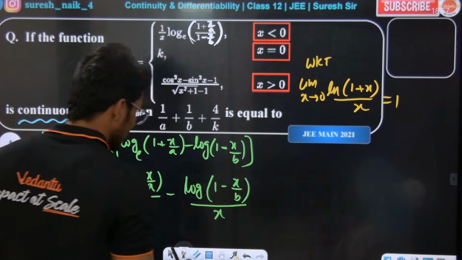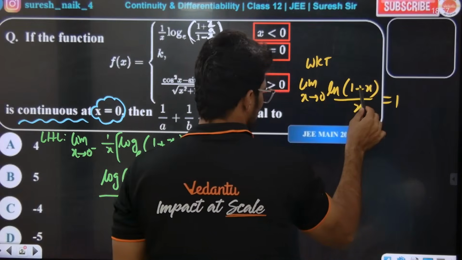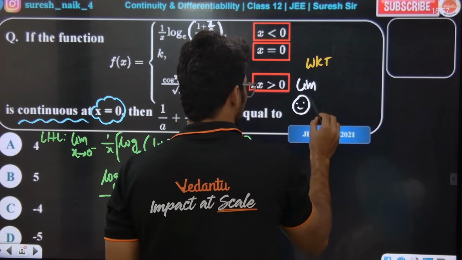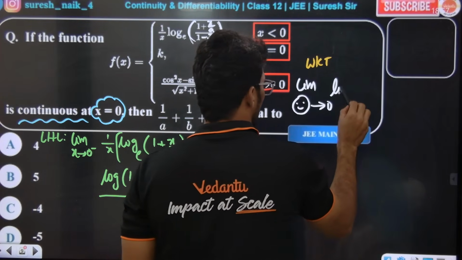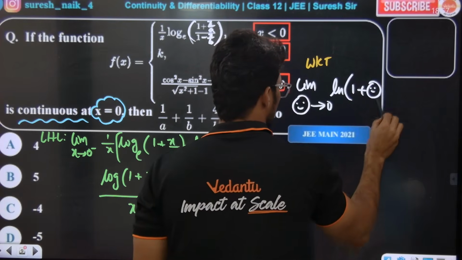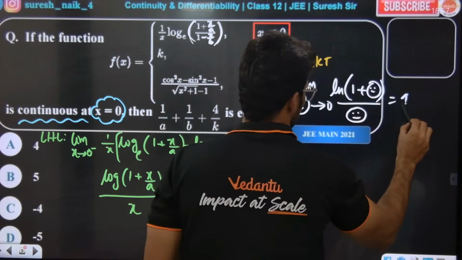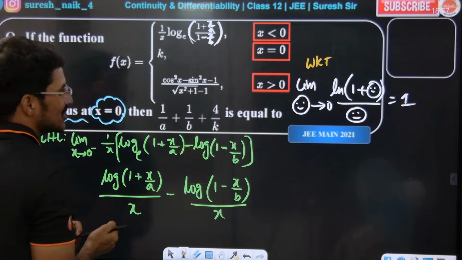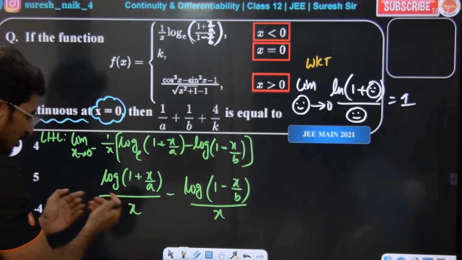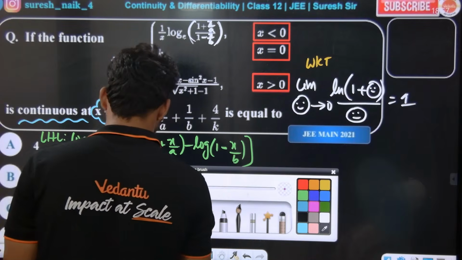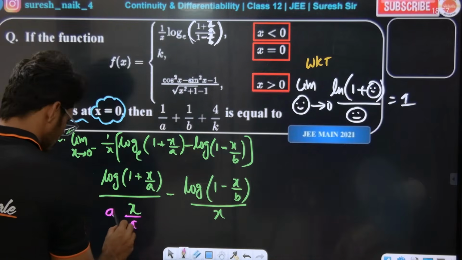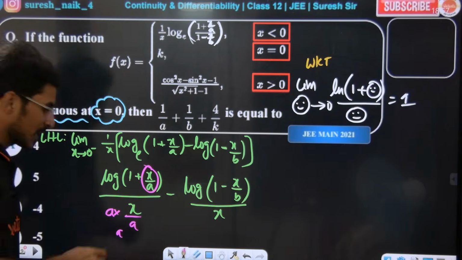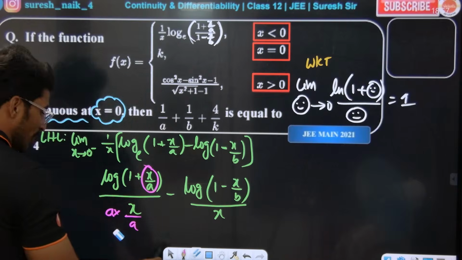Now what is the logic here? Again this formula: the limit as chintu tends towards 0 of ln of 1 plus chintu divided by chintu is always 1. We know this 100% clear. Sir, here we need 1 plus chintu by chintu, but we don't have chintu in the denominator. So what should we do? We multiply and divide by something. We need to create the chintu by multiplying and dividing by that.